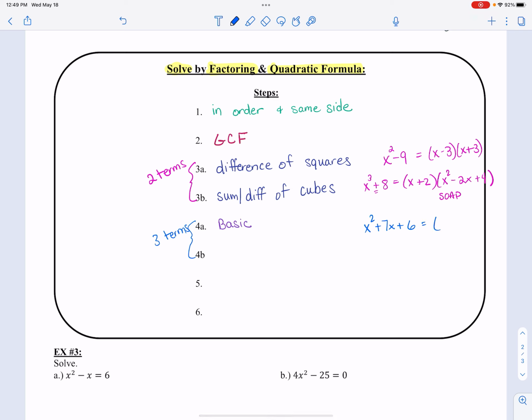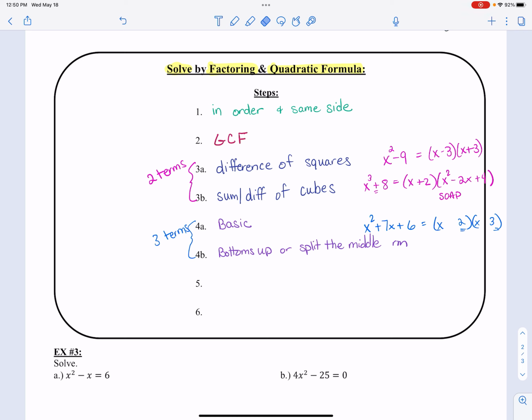You give yourself 2 parentheses. The first 2 items have to multiply to give you x squared. The last 2 items have to be something that multiplies to give you 6. Could be 2 and 3. It could be 6 and 1. So I also have to consider the middle term. I said it backwards again. It has to multiply to give me 6, but add to give me 7.